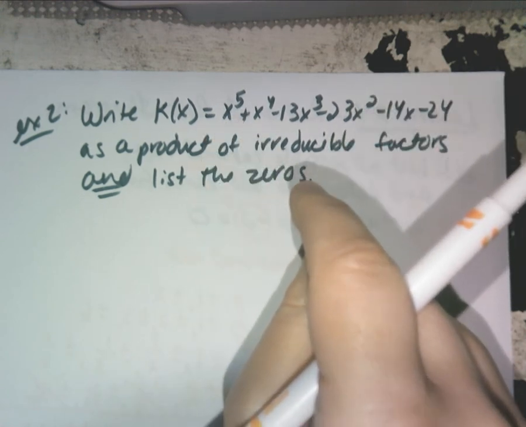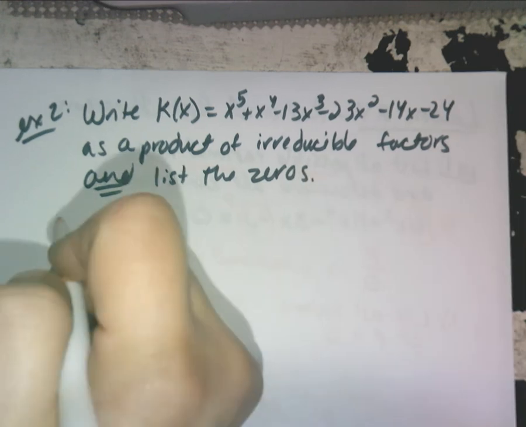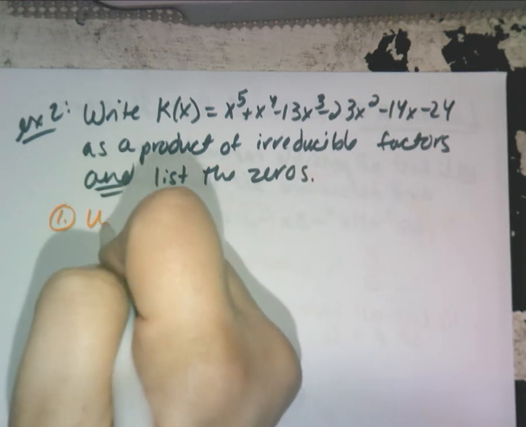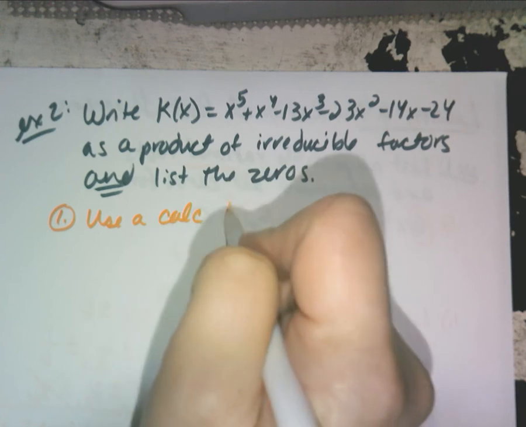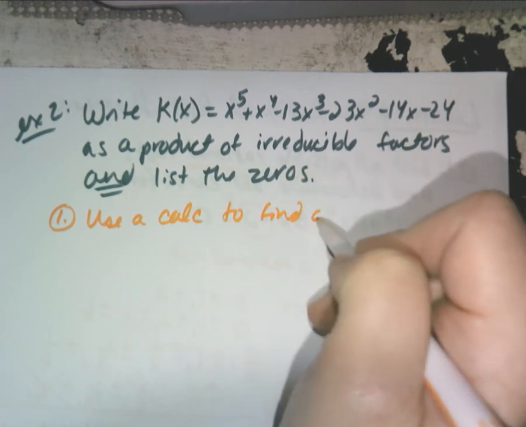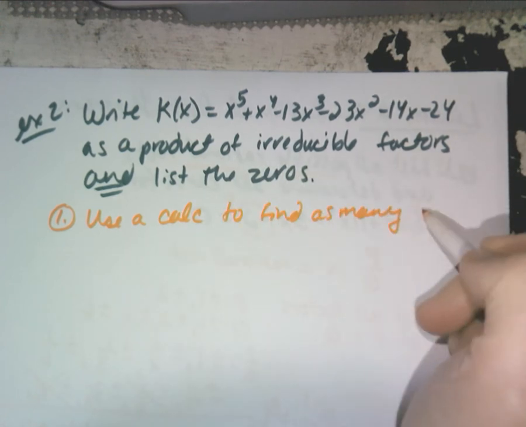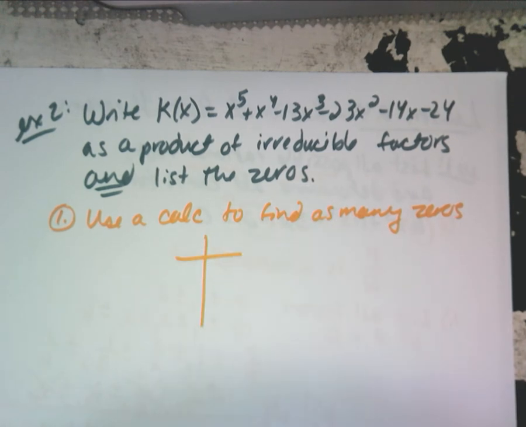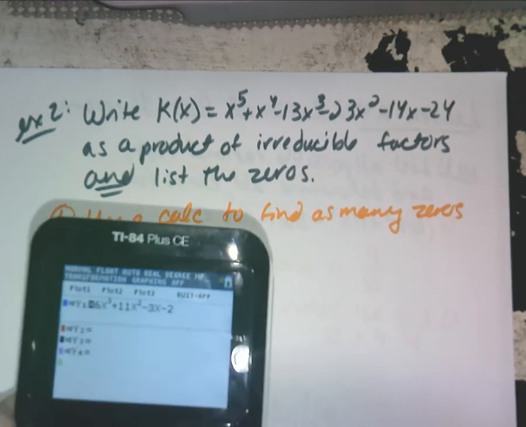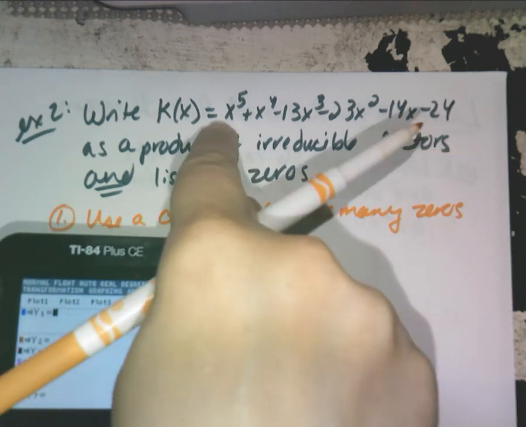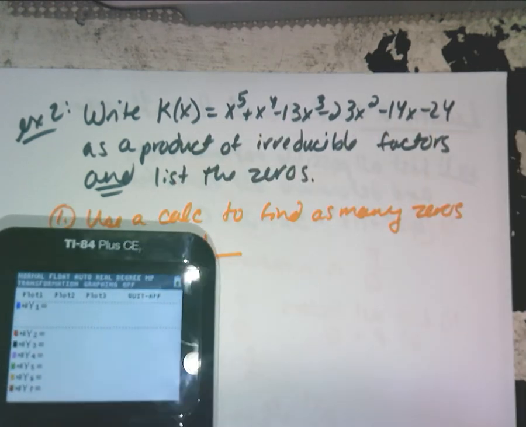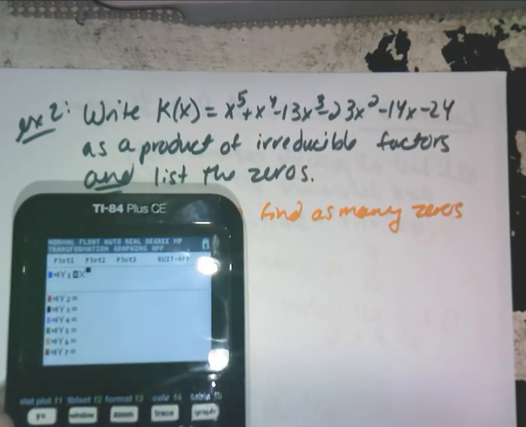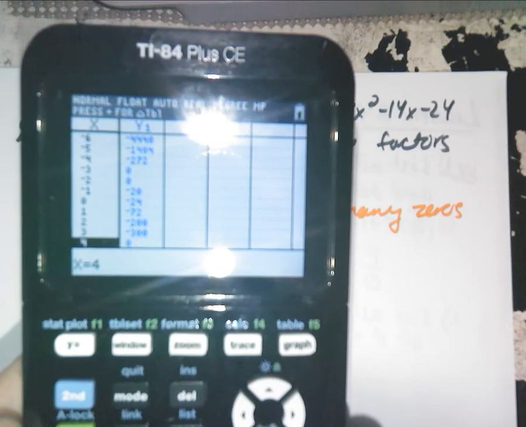Agreed? I'm skipping that step and I'm making you go to the first step, which is use a calculator to find as many zeros as you can. So in your calculator, you're going to go to your y equals and you're going to type in that. Be careful how you type it in because that's probably part of your problem.